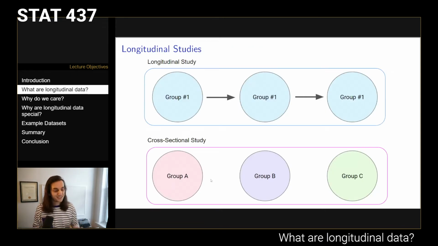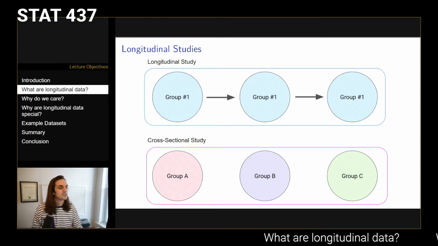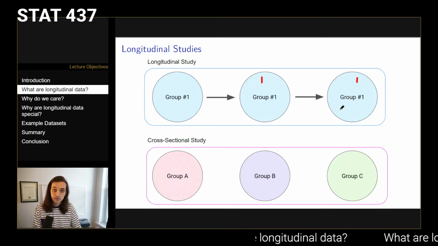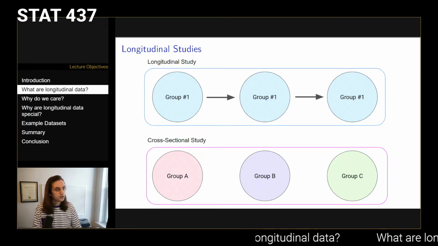So, to use a diagram here, we have the standard representation of a longitudinal study. You can see that we're dealing with just one group here, group 1 say, and we follow group 1 throughout time. So time point 1, and then we have time point 2, and then we have time point 3, and we're following the same group of individuals over this time.